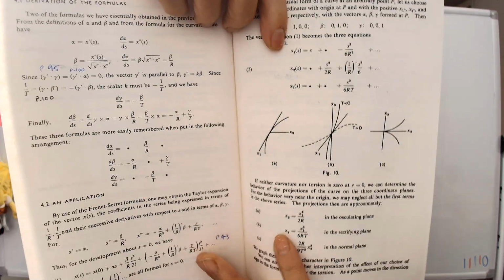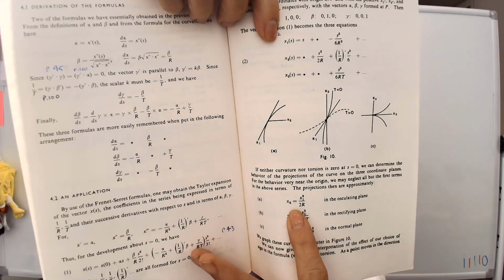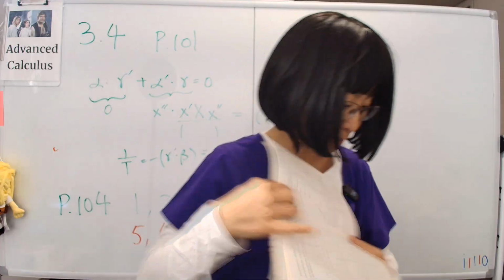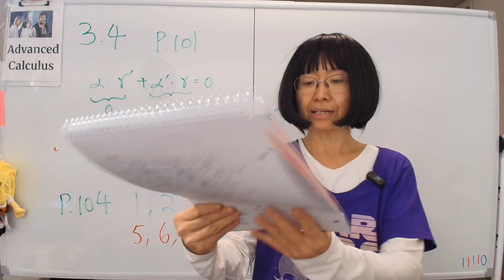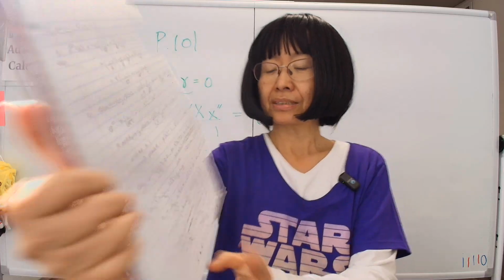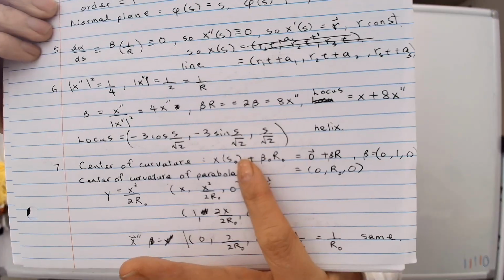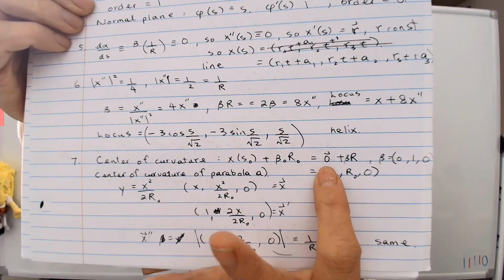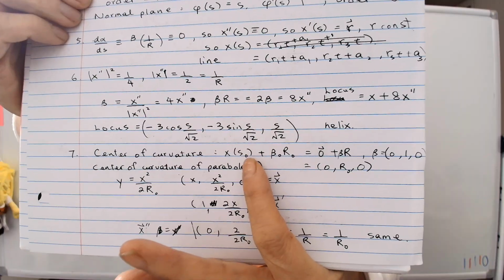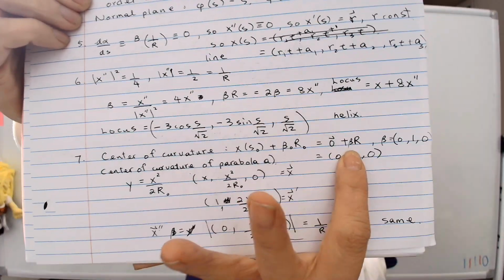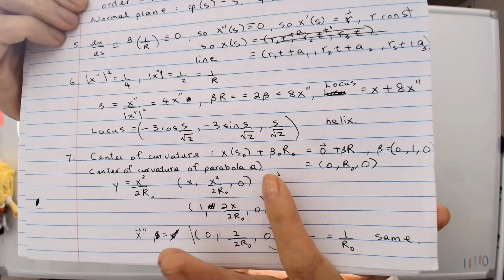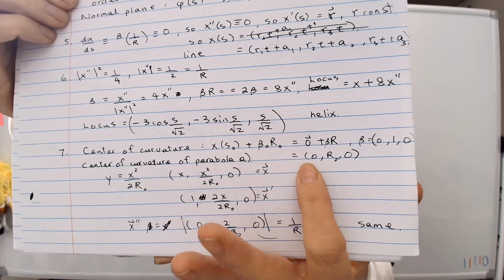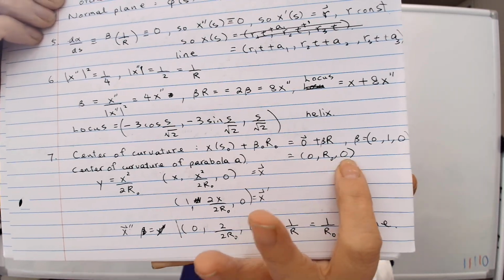And then parabola A is this thing. Now to prove that statement, we're going to calculate the center of curvature of both. The first thing is, the center of curvature, as defined, is equal to x as 0, which is 0 in this case, plus beta times r at that point, where beta is 0, 1, 0, which means the center of curvature is at 0, r, 0.